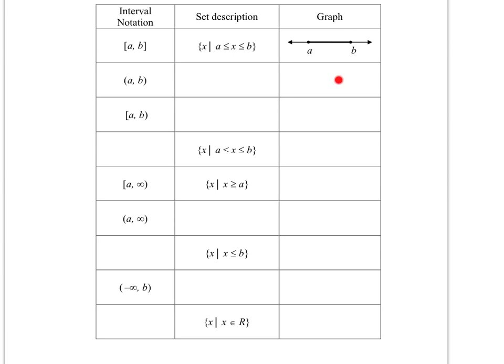So the drawings should be down here, the set description should be down here, and the interval notation, sometimes you have to put that in, should be down here. Okay, so give yourselves maybe 5 to 10 minutes to try that now.